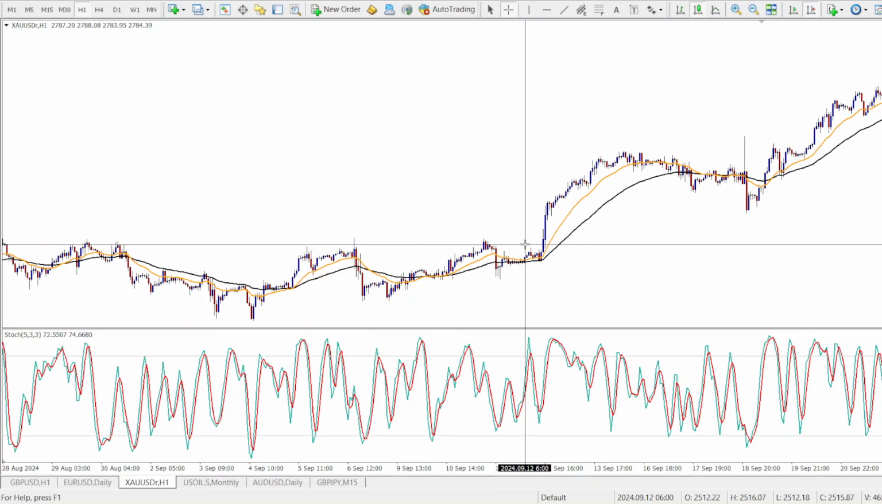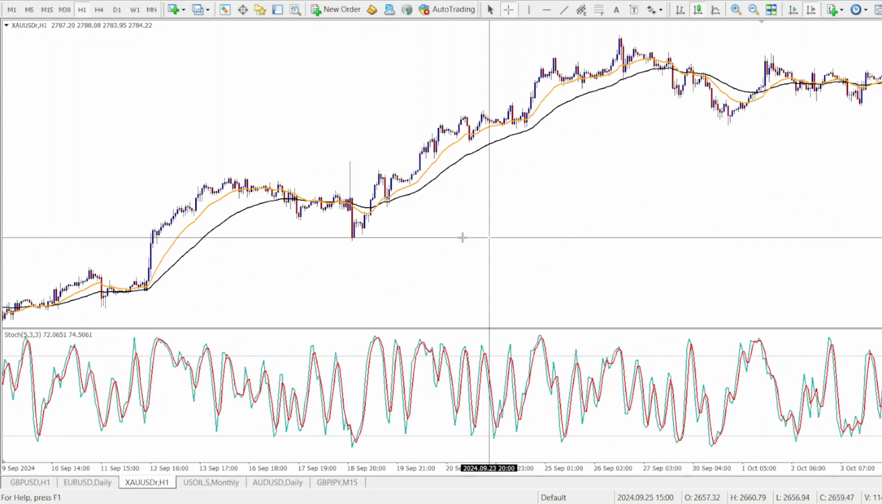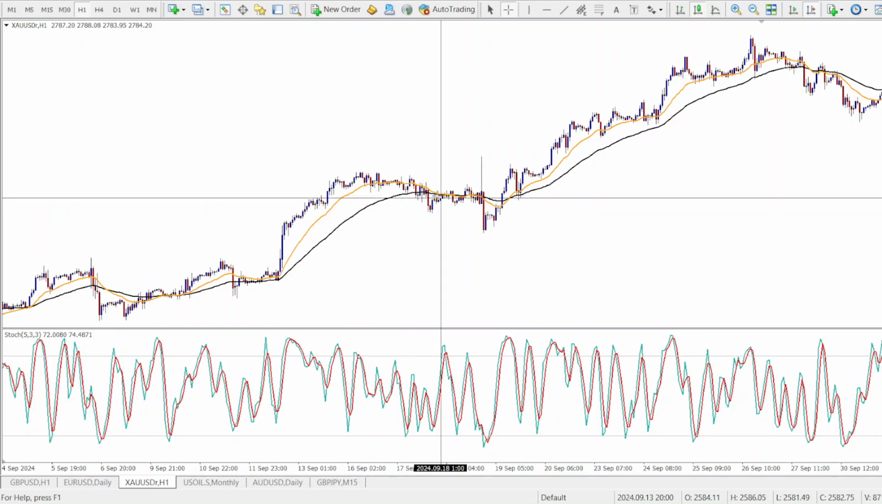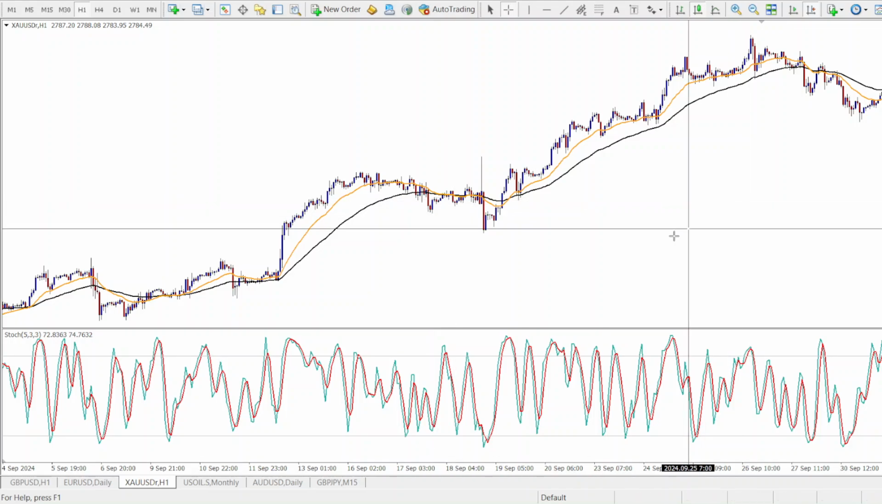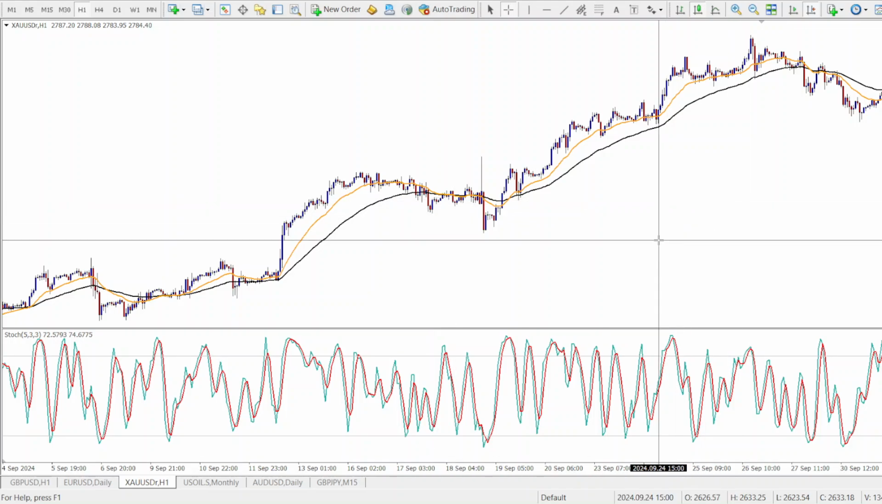That's one of the ways to exit. The other way to exit is to wait for a bearish crossover to happen from the moving averages, and that will be your exit signal for your buy trade. So basically, it's a very easy strategy to use. It's a strategy a lot of traders use.